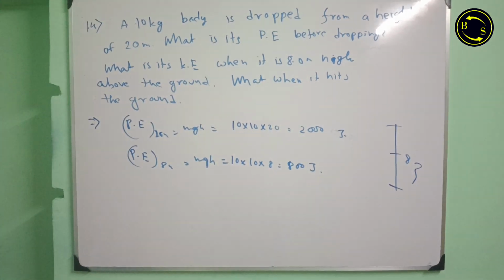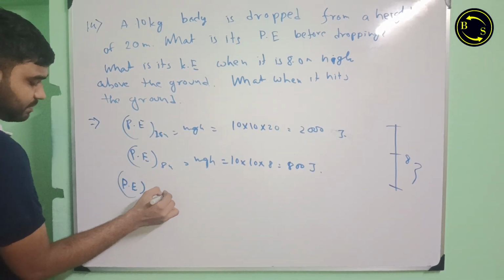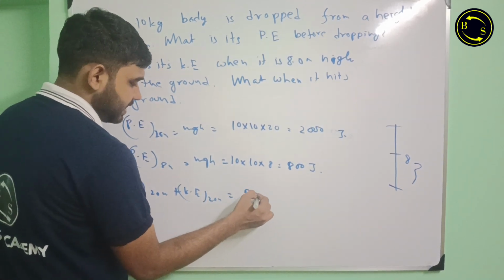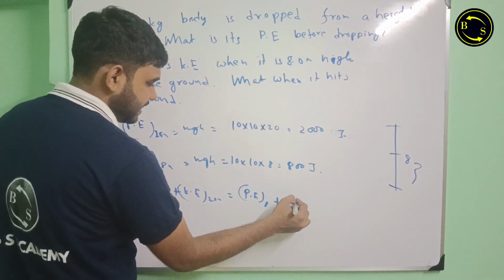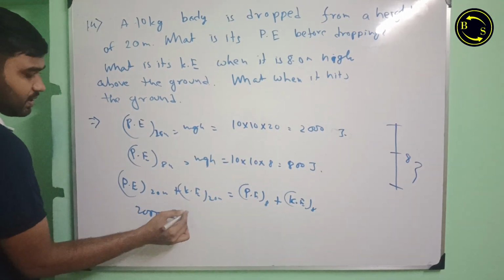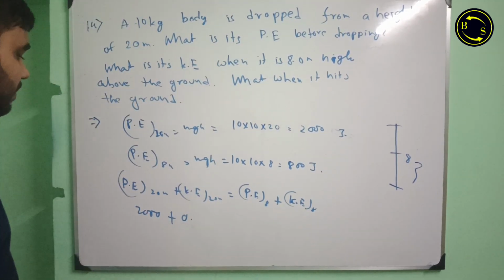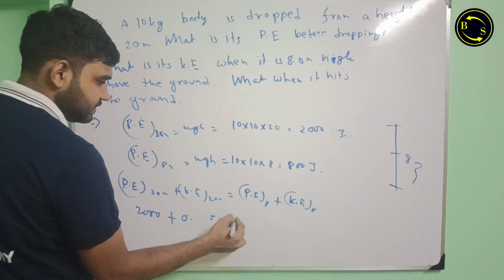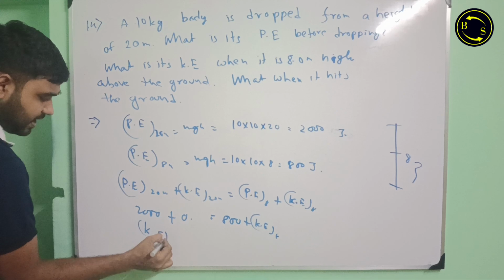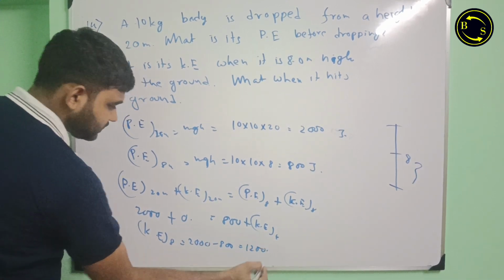Then kinetic energy: we know the potential energy at 20 meter plus kinetic energy at 20 meter is equal to potential energy at 8 meter plus kinetic energy at 8 meter. The potential energy at 20 meter is 2000, kinetic energy at 20 meter is 0 because this is dropping, there is no velocity, plus potential energy at 8 meter is 800 and kinetic energy at 8 meter. So the kinetic energy at 8 meter is equal to 2000 minus 800, which gives us 1200.